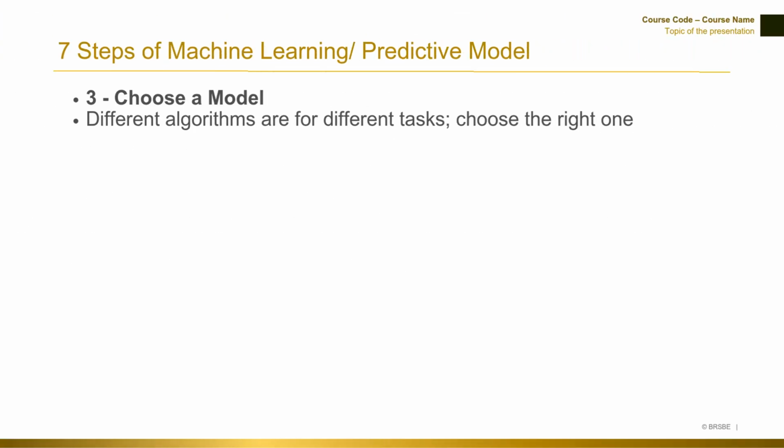The third step is model selection. Model selection is to choose the appropriate machine learning algorithm based on the problem types, for example, classification or regression, and the nature of data. The right model selection is critical for achieving optimal performance and accuracy of your results.